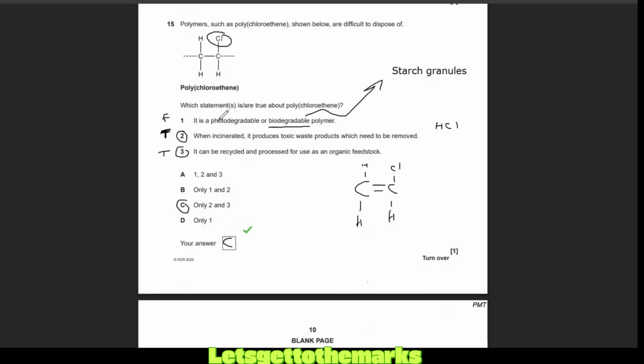And whether it's photodegradable or biodegradable, I don't know whether you're supposed to know if photodegradable is on your specification. For biodegradable, you're going to need a starch granule. So my best answer would be C, but you'd have to check the exact specification. This question in the 2024 Paper 2 for OCR Chemistry A level had an issue, because in their mark scheme they said they awarded the mark for any of the 4 answers, because there wasn't enough information for people to make the judgment.